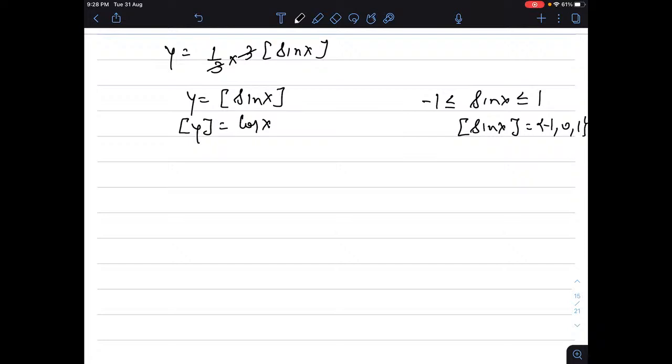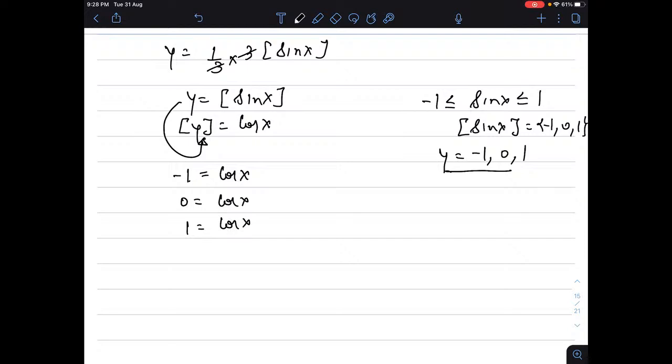That means what? y may become -1, y may become 0 or y may become 1. And that y itself is kept by us over here. That means if it is -1, greatest integer function of that will become -1 is equal to cos x will be becoming. And 0 is equal to cos x will be becoming. And 1 is equal to cos x will be becoming.